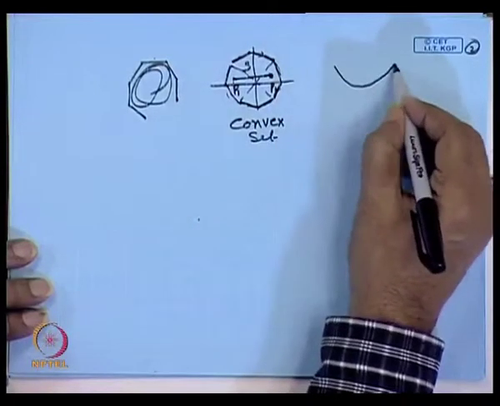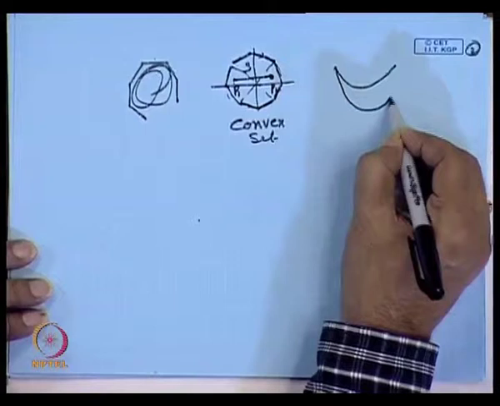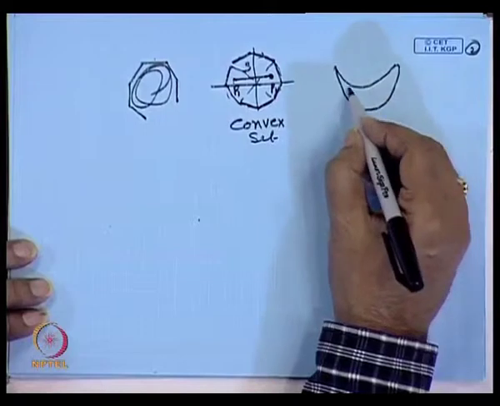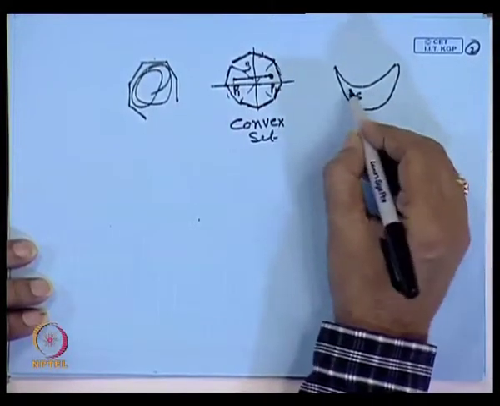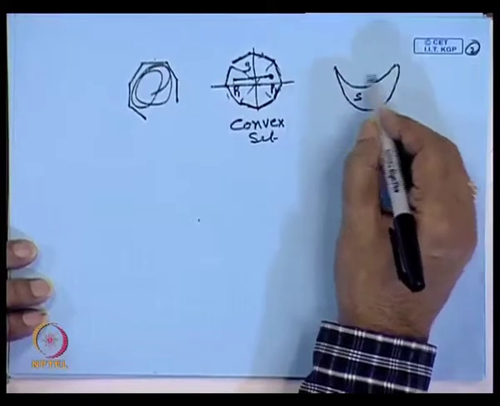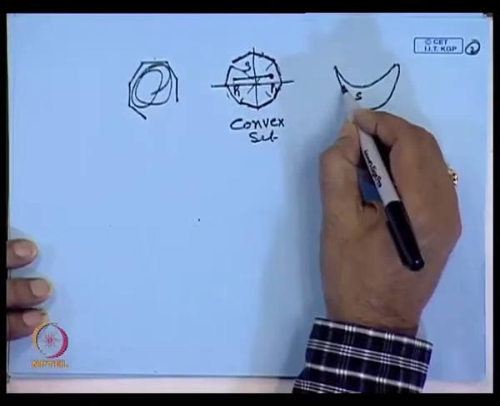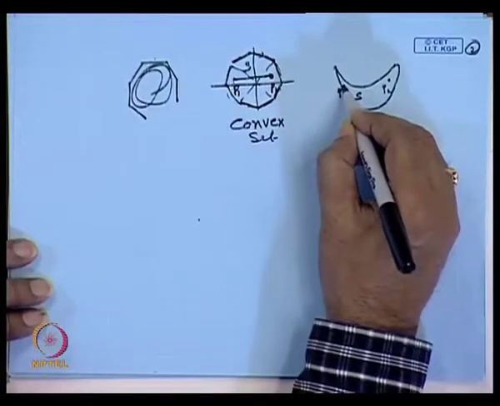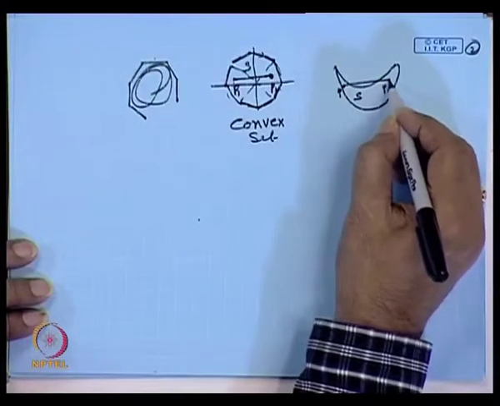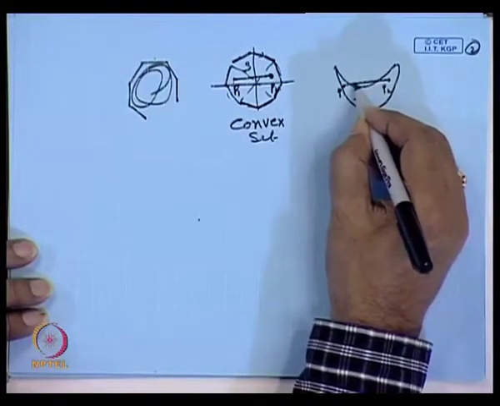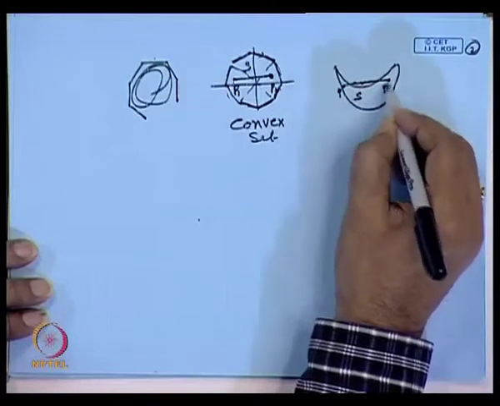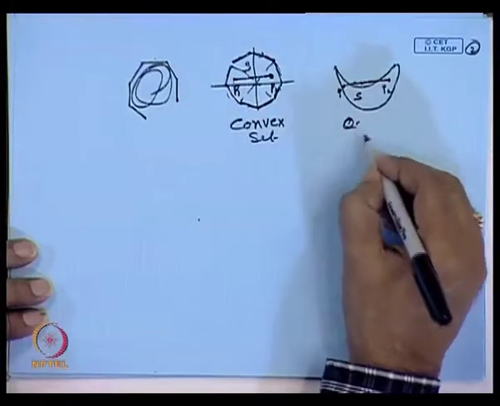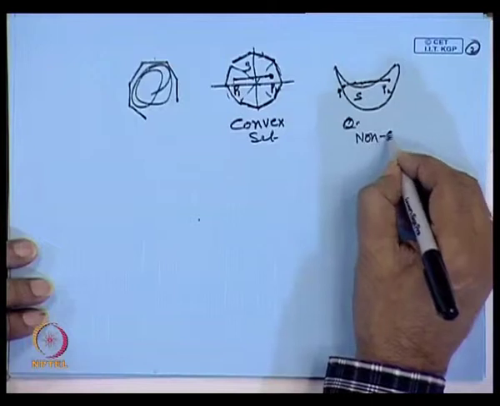So, let us call this another set, like this. This belongs to a set S, but in this case any point on this segment does not belong to that set. You see, this is P 1, this is P 2. If you make a line segment like this, any points on this segment are not in that set. So, this is not a convex set. What we will call a non-convex set.